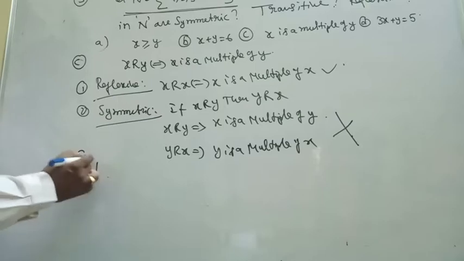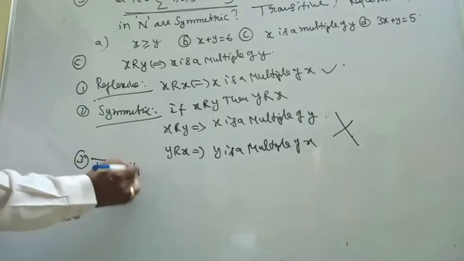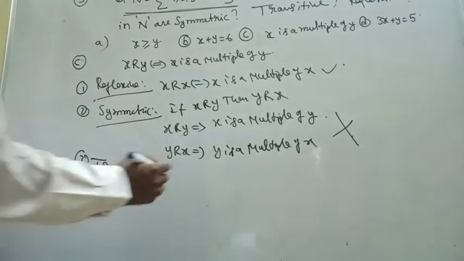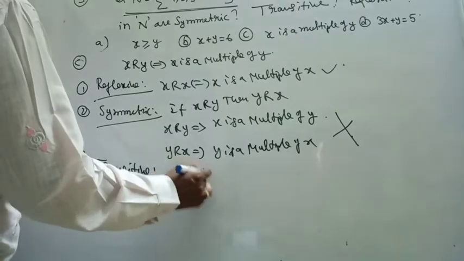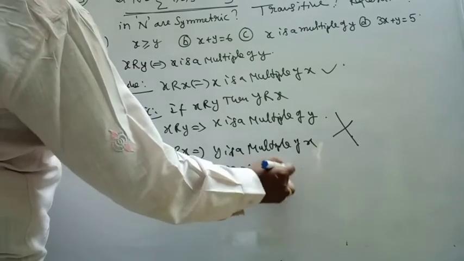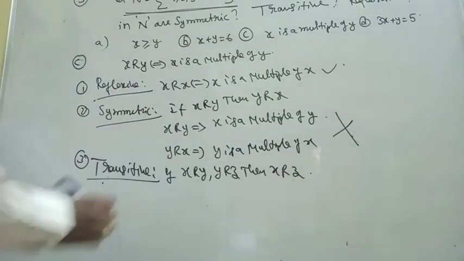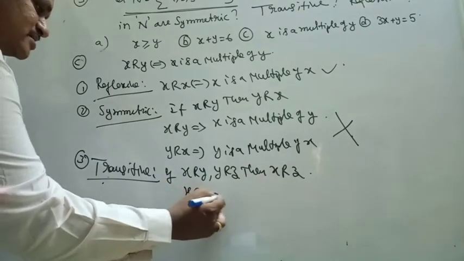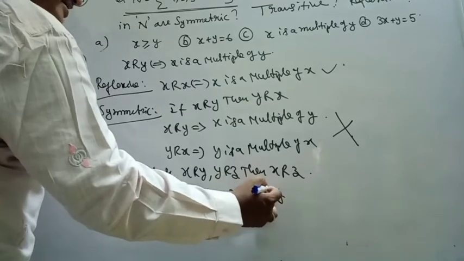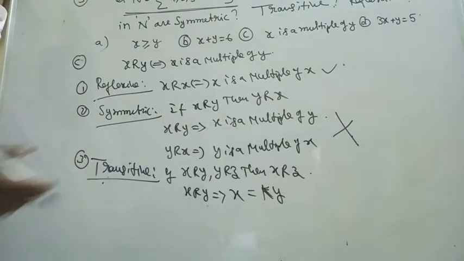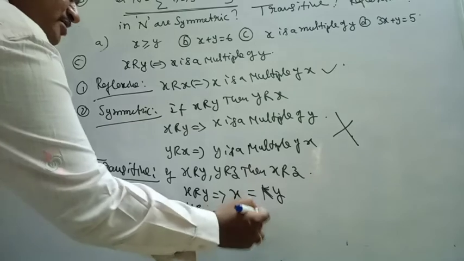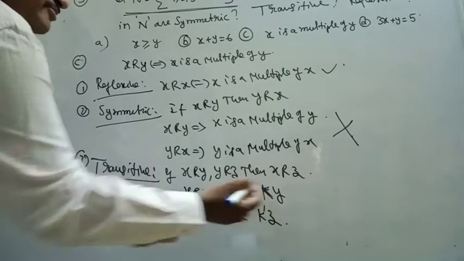Number 3, we have transitive. To prove the transitive property: if x is related to y and y is related to z, then we should prove that x is related to z. X related to y means, you see my dear students, x is a multiple of y, that means x is equal to ky. Y related to z means y is a multiple of z, that means y is equal to k dash z.